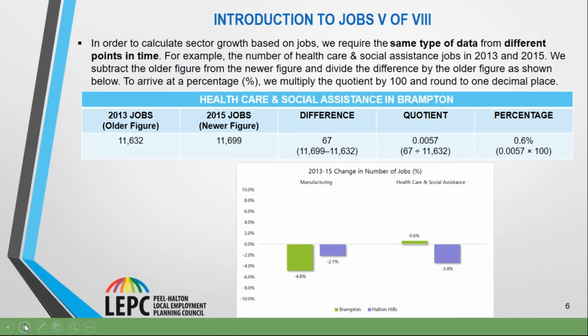Then the result, which is 67 in this example, should be divided by the 2013 number. The final result can be presented as a percentage, which is 0.6% in this case.